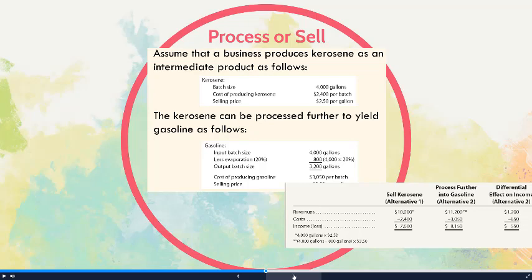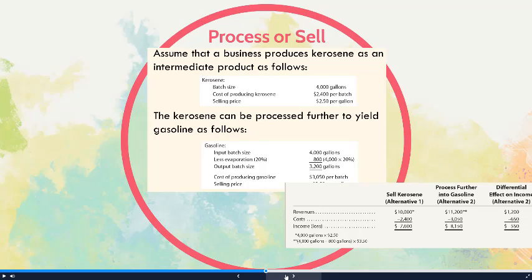So again, we're going to produce a simple income statement showing the revenues, costs associated with it, and income if we decide to just sell that kerosene as is. Since we have 4,000 gallons of kerosene to sell, and each one is selling at $2.50, we would have revenues of $10,000. The costs associated with that are $2,400. Therefore, our income is $7,600 if we decide to sell it as is.